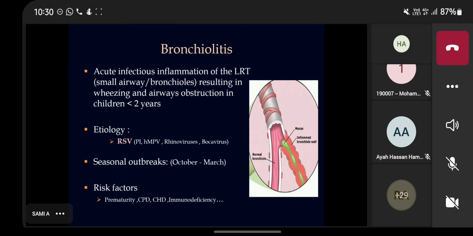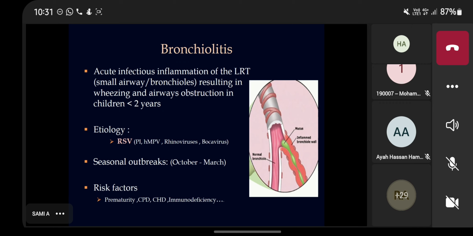Now moving to lower respiratory tract infection, as you know, bronchiolitis by definition is an acute infectious inflammation of the lower respiratory tract. Most infants are infected during the first year of life, and virtually all have been infected at least once by the second birthday. Keep in mind, please, bronchiolitis is almost always caused by virus. Bronchiolitis is not caused by bacteria.